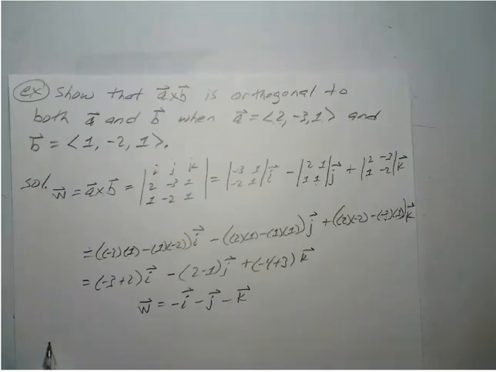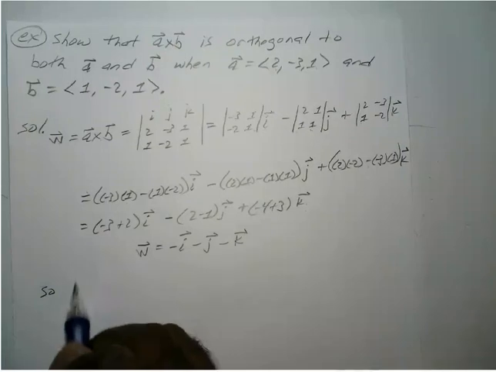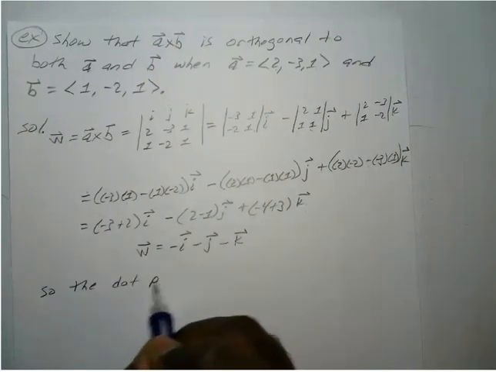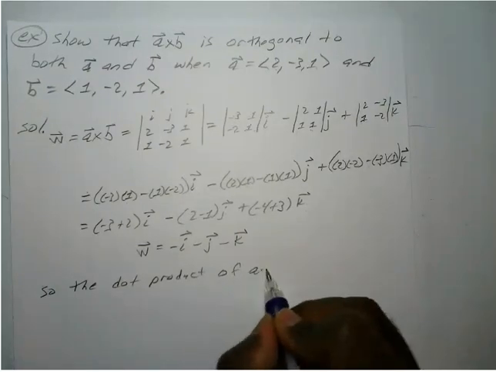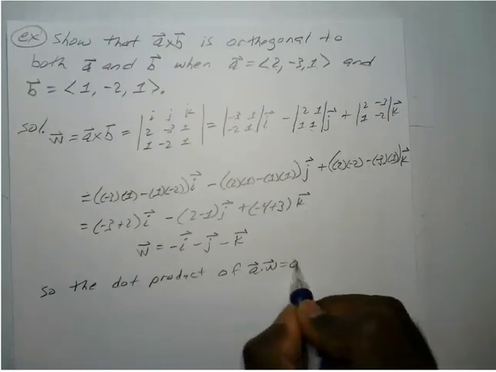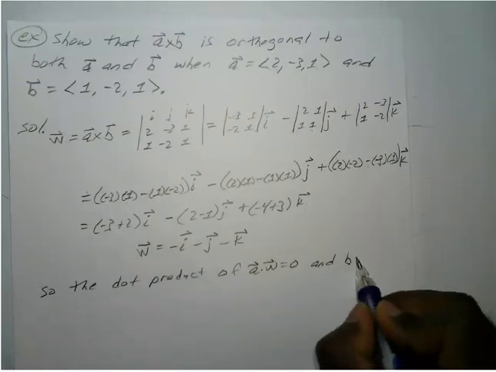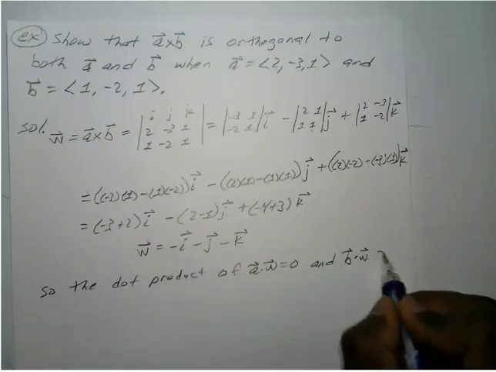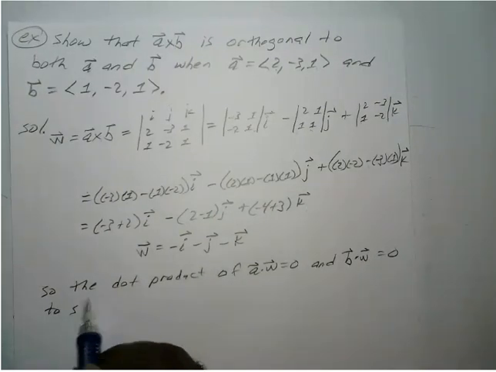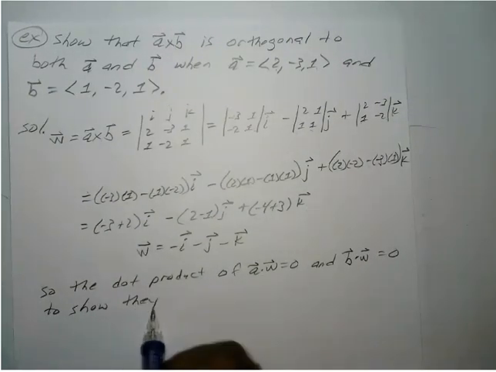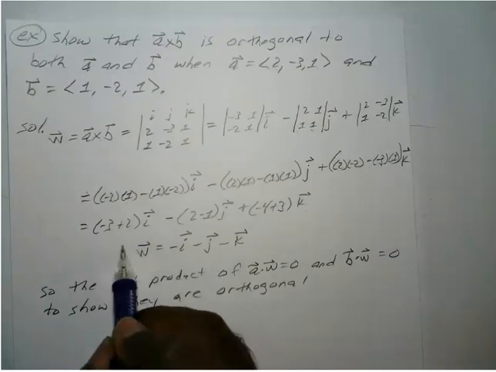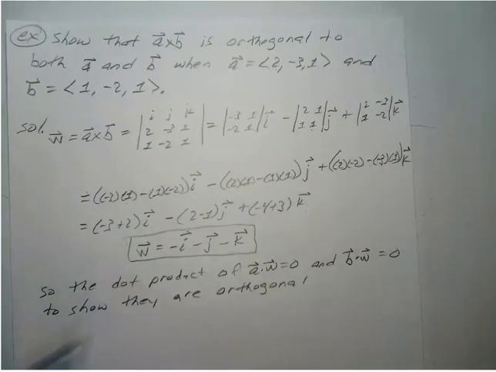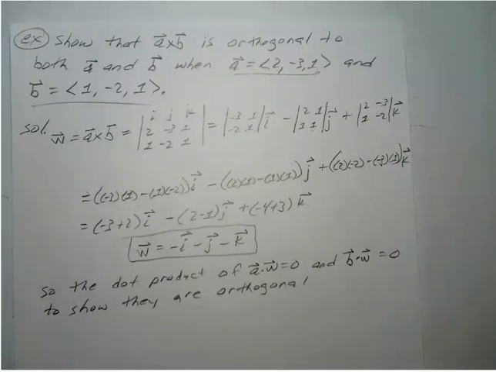Okay, so we know that the dot product of the A and W vector will have to be 0, and the B and W vectors will have to be 0 to show they are orthogonal. Okay, remember we're going to get that so we'll know what we're working with. Okay, we have our A vector and our B vector right up there.